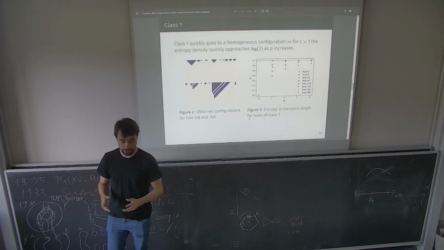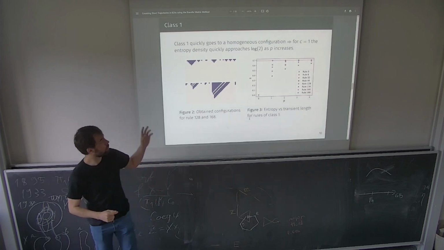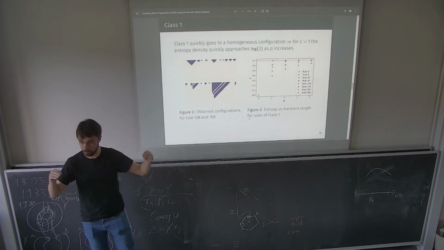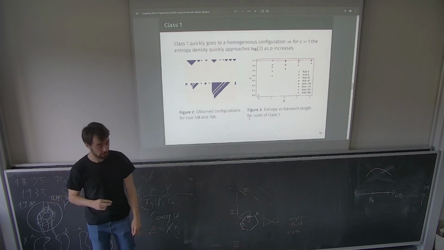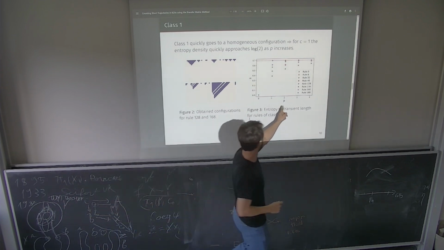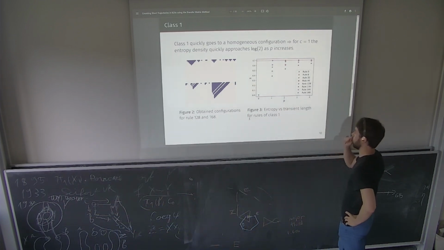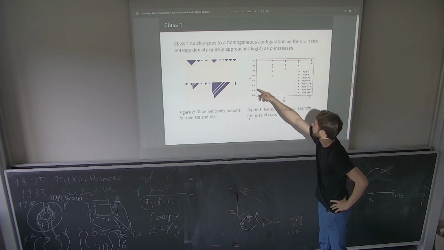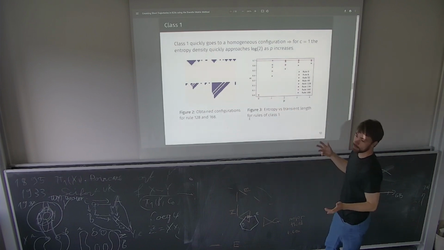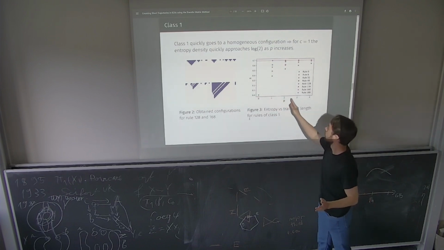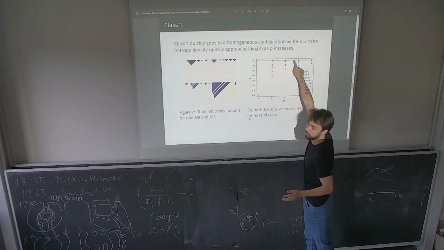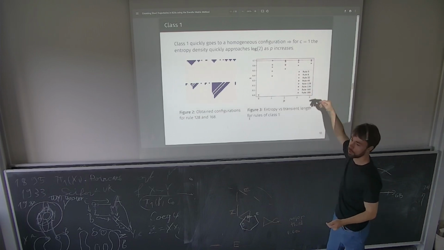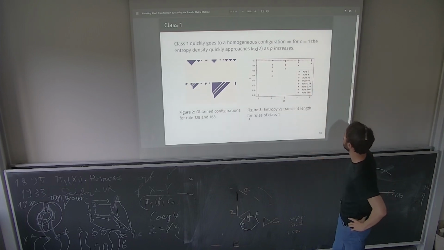So class 1, the idea is that it quickly goes to a homogeneous configuration. So we take C equal to 1, which will give a configuration that does not change. And I will increase the transient size P and look at what entropy I get. What is expected, and what we get, is that relatively fast for all the rules we reach the maximum possible entropy, so log 2, because it's normalized by n.